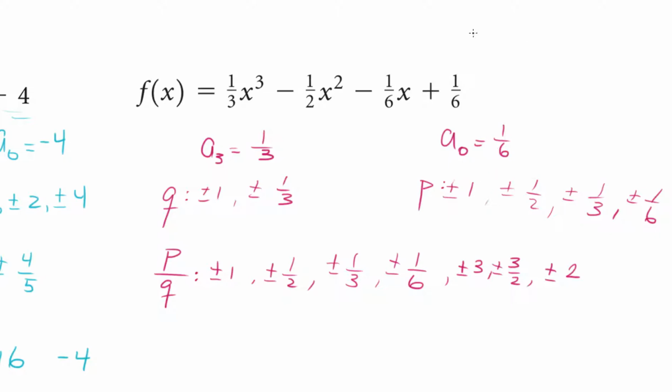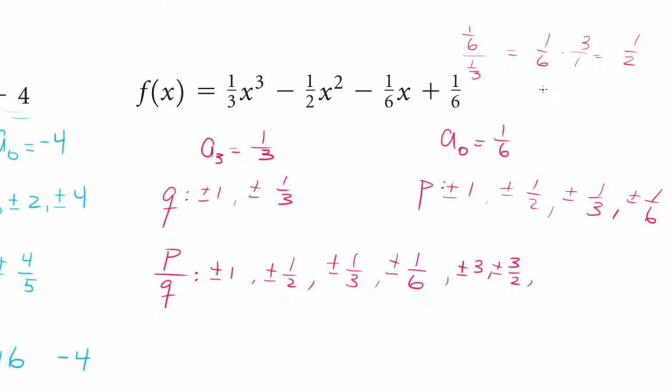Wait, is that correct? It's 1/6 divided by 1/3. 1/6 times 3 over 1. Oh, it's 1/2. So that's wrong. And then 1/2 plus or minus 1.